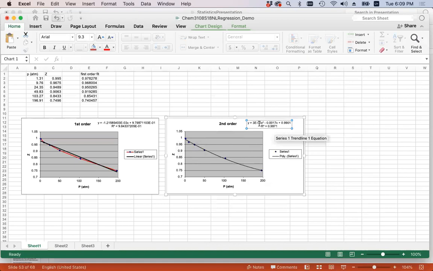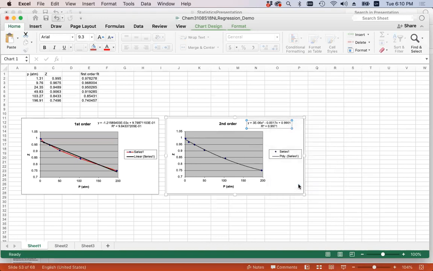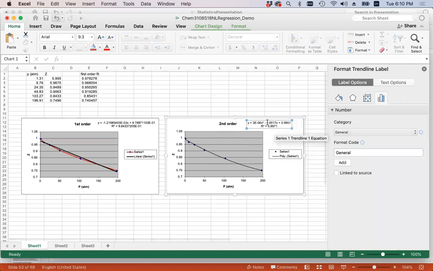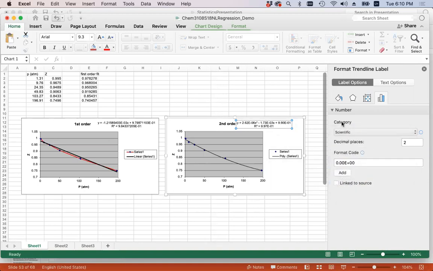So unfortunately, the way that Excel displays these numbers by default, it doesn't really show you enough digits necessarily. So I'm going to right click on the equation and go to Format Trend Line Label. And I'm going to increase the number of digits that are displayed. I think the best way to do that is to display it in scientific notation instead of in the general numeric notation. So I'm going to go to category scientific, and I'm going to choose how many significant figures I want to print behind the decimal place.